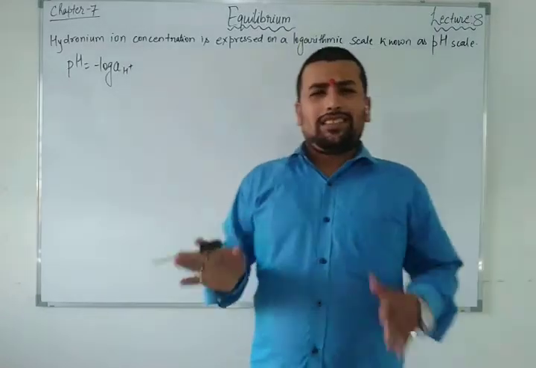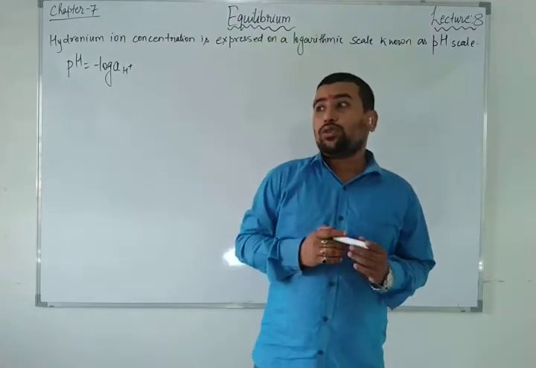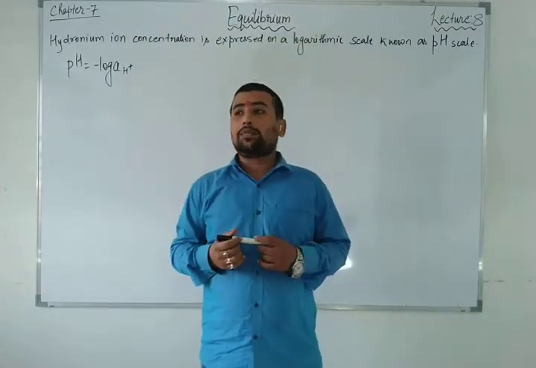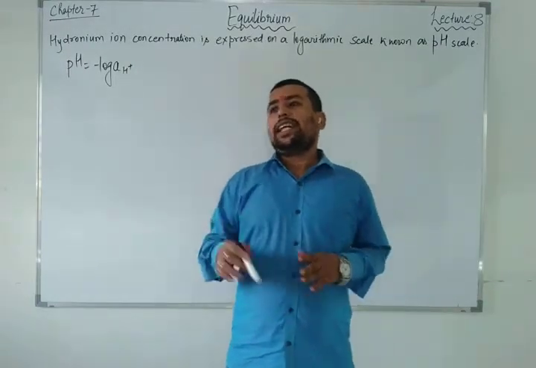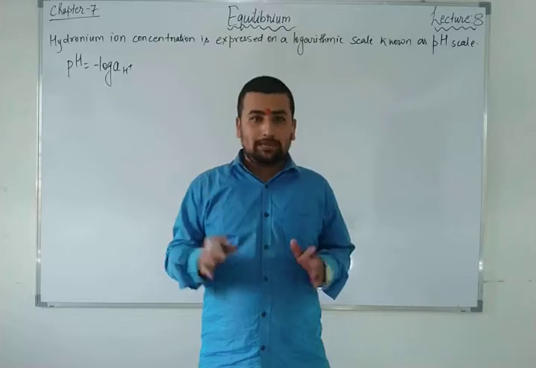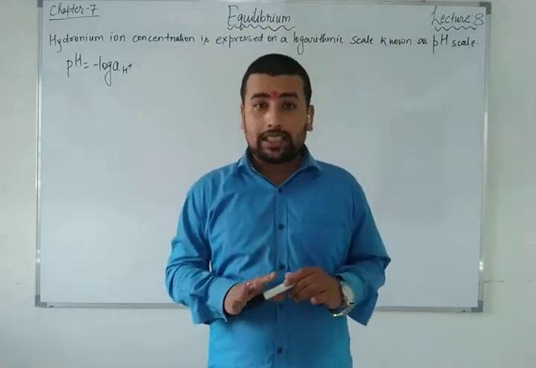You have studied in the 10th standard that neutral water has a pH scale value of 7. Less than 7 is acidic, greater than 7 and less than 14 is basic, and equal to 7 is neutral, right? These are all the things we have already studied in the 10th standard.